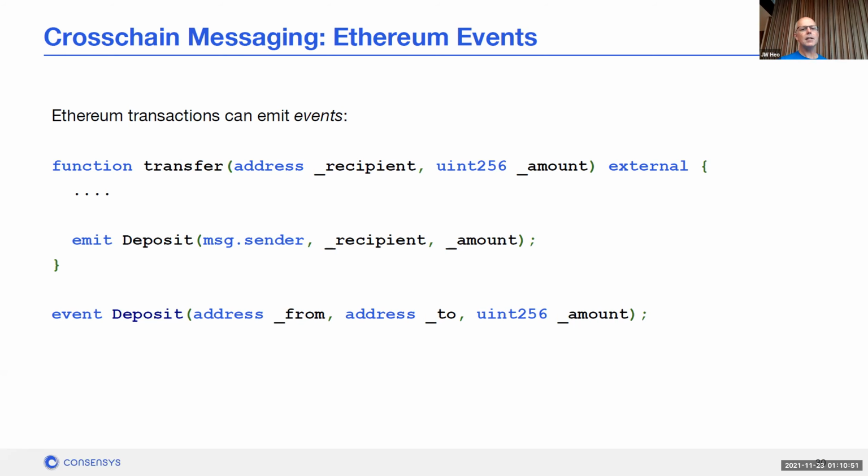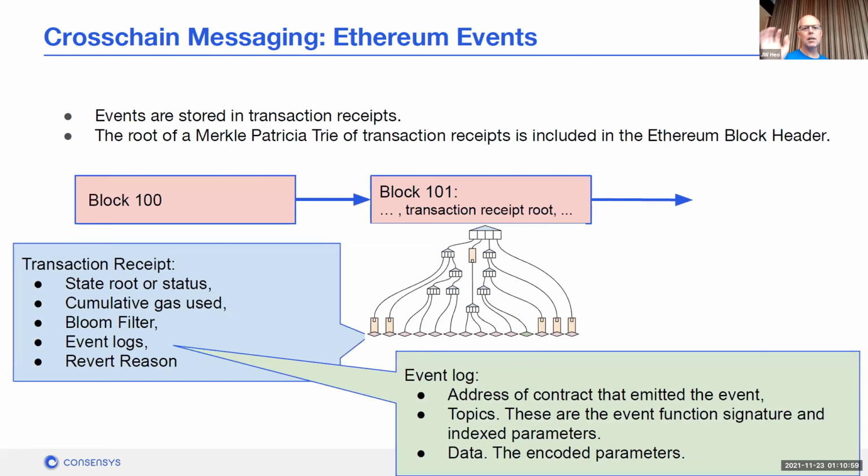So in the EVM land, you can have a function and it can call an event, and that event gets emitted. And you have this system where you have events and they include the address of the contract that emitted the event, topics, so essentially the function name or the hash of the function, and data, the parameters of the actual event. And they get included in a transaction receipt, and the transaction receipt is included in the block header. So what that means is an event is linked to a certain block in a blockchain.